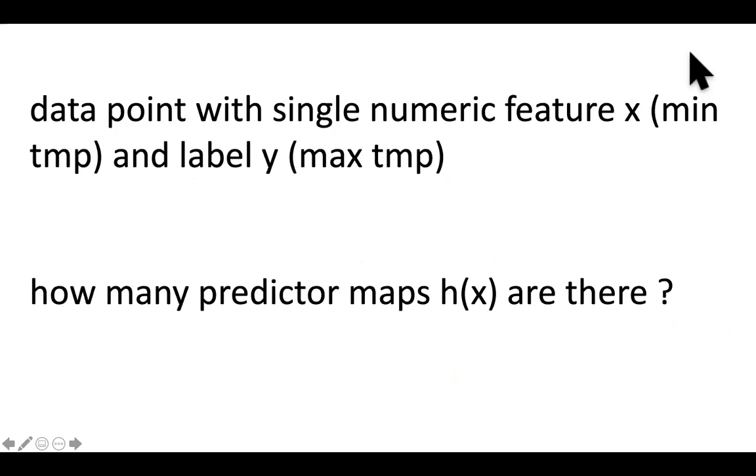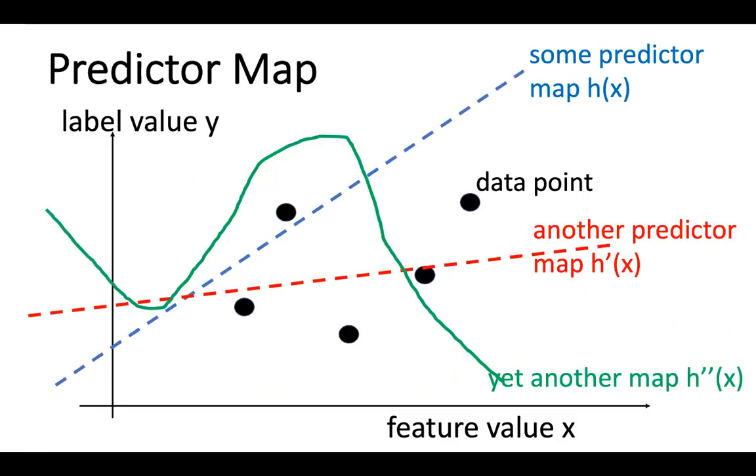Now to discuss the notion of a hypothesis space, think of maybe the simplest case of machine learning with a single numeric feature, like the minimum daytime temperature, and a single numeric label, like the maximum daytime temperature. How many possible hypotheses are there? How many maps are there which take a single number, let's say a real number, and output another real number? Infinite, yes, and very much infinite. Mathematicians call it uncountably infinite. So very, very infinite.